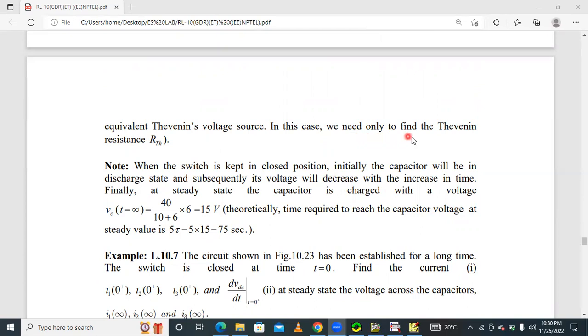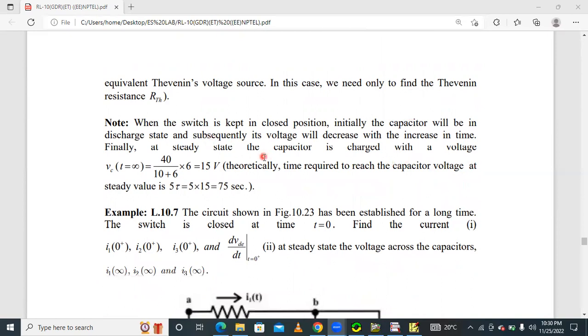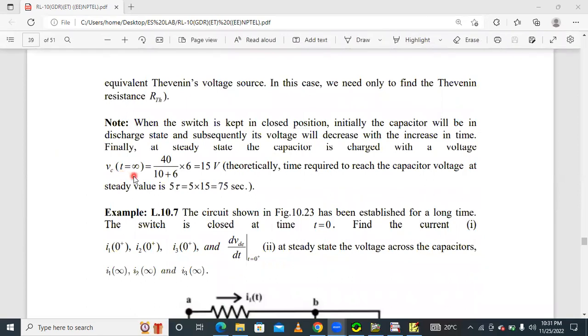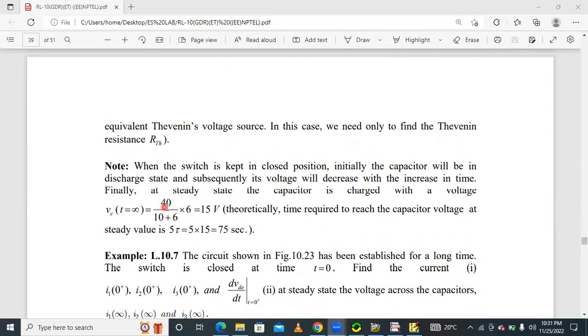In this case, we need to only find the Thevenin's resistance RTH. In the circuit, when the switch is kept in closed position, initially the capacitor will be charged to discharge the state, and subsequently its voltage decreases with increasing time. Finally, in the steady state the capacitor is charged to a voltage of Vc(t = infinity), which is 40 times 6 by 10 plus 6, that is equal to 15 volts. So this is the voltage across the capacitor at t equal to infinity.